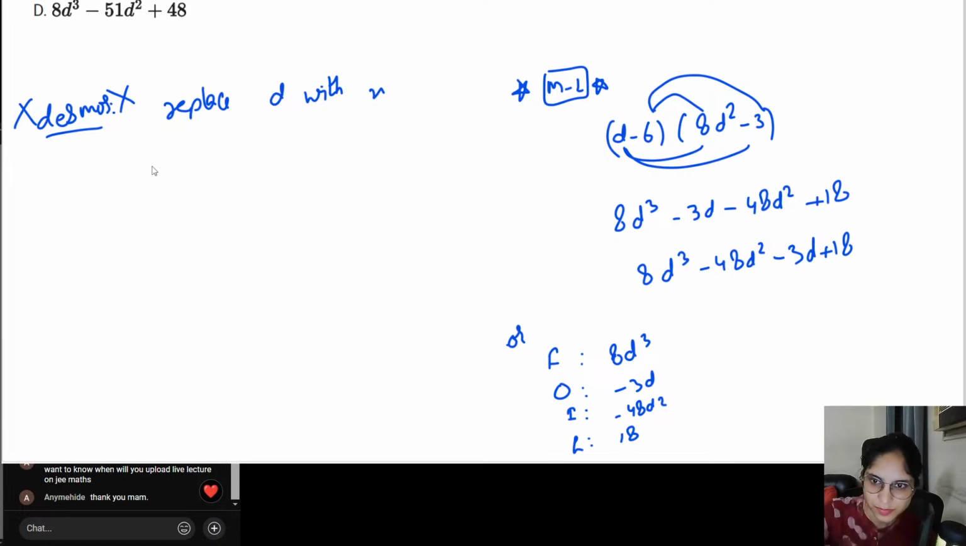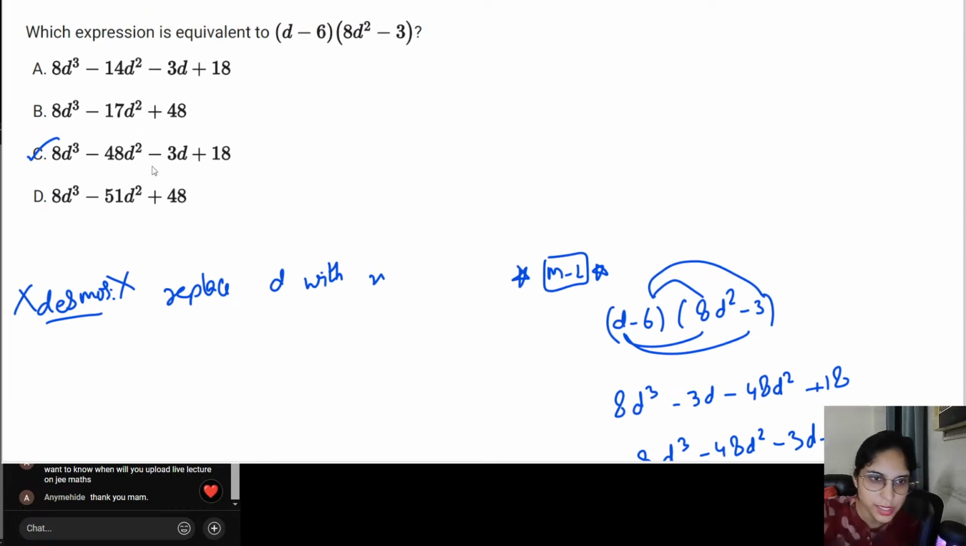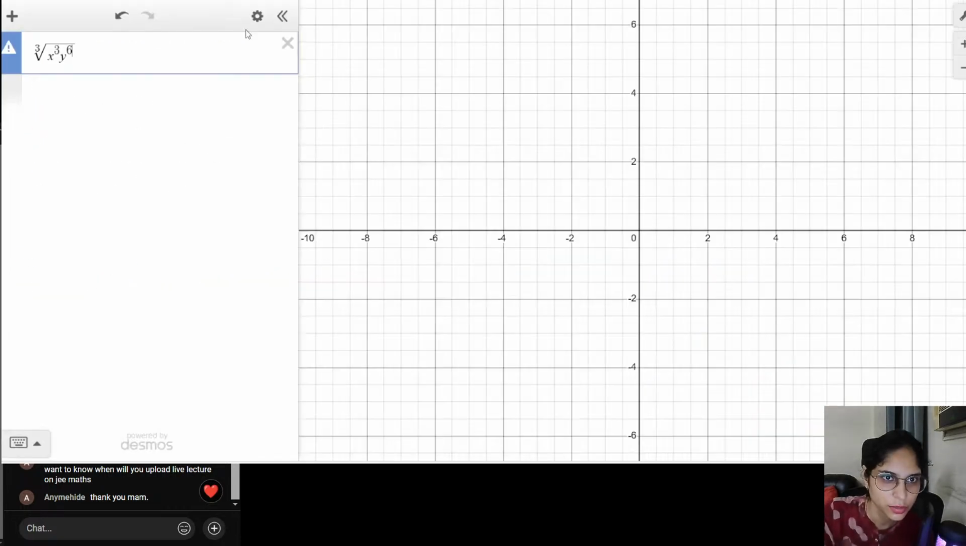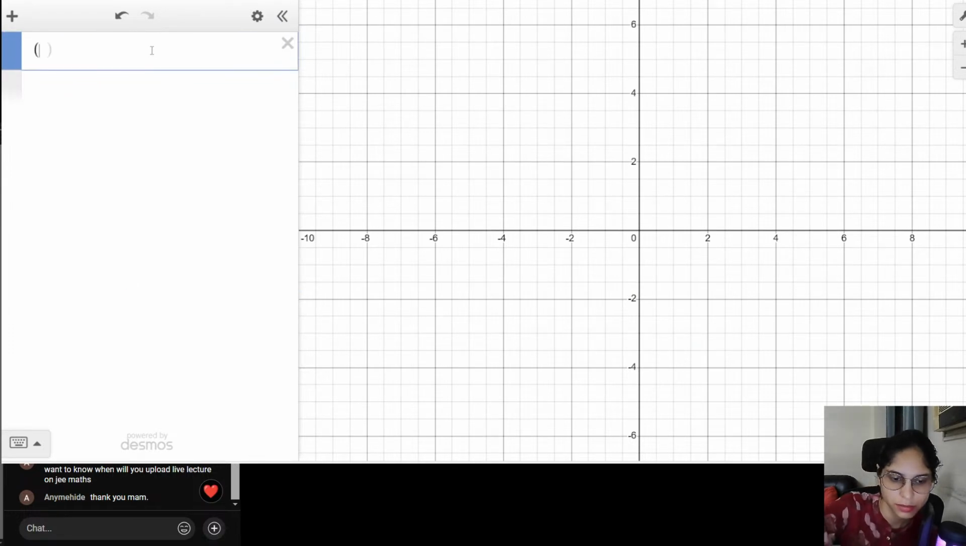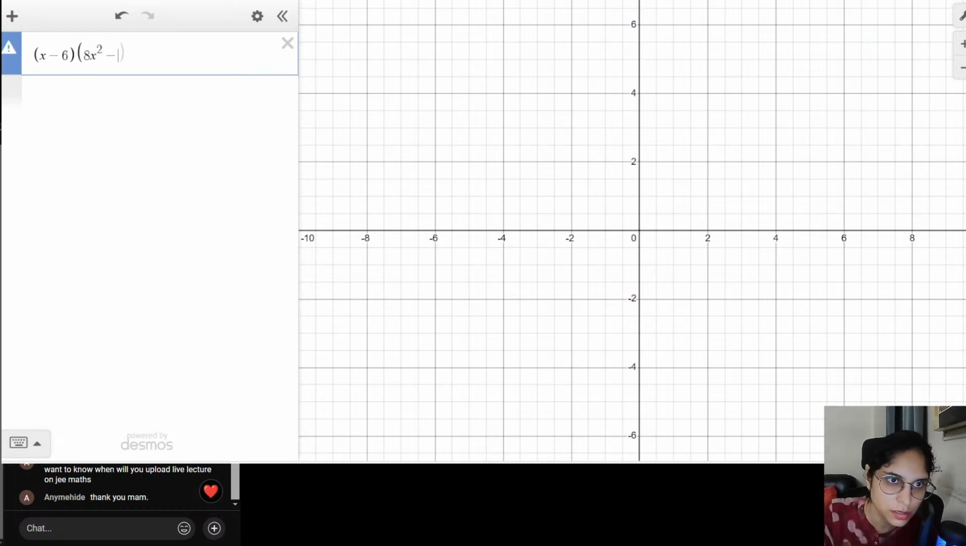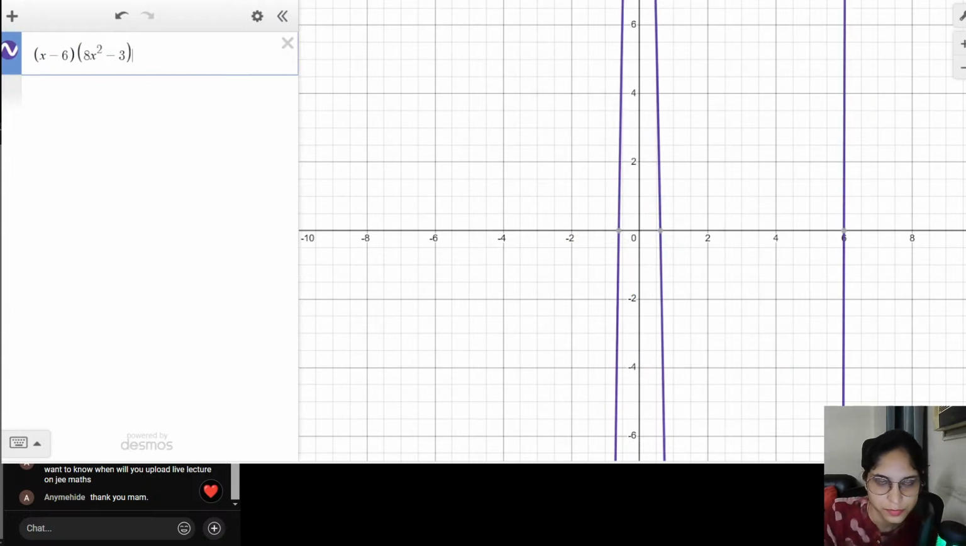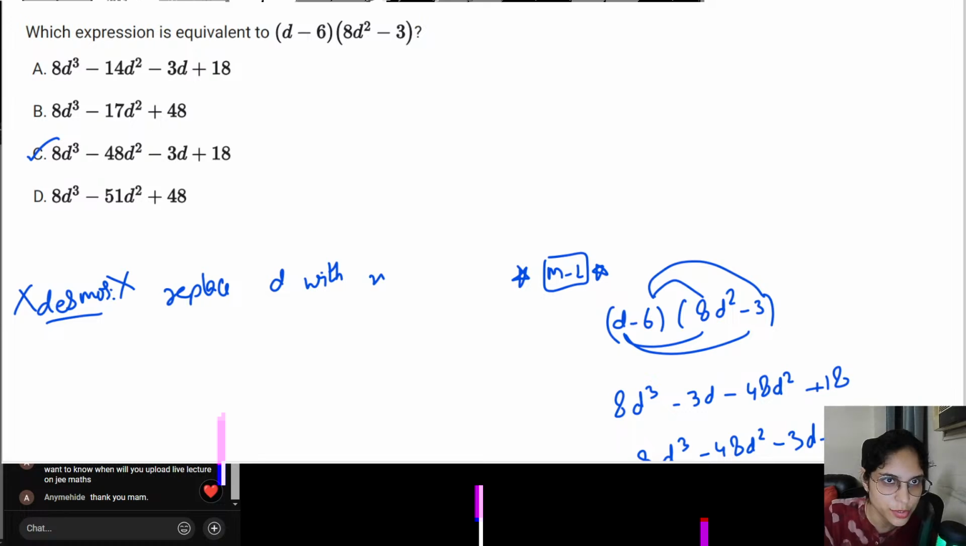Because this is so much easier when you do it by hand. Because if you go to Desmos, it is going to take time to type all the answers. But for the sake of completion, I will tell you how you can do it. Instead of d, you write x, because only then will you get your graph. When there's one variable, you can do this. And now you check your first option.